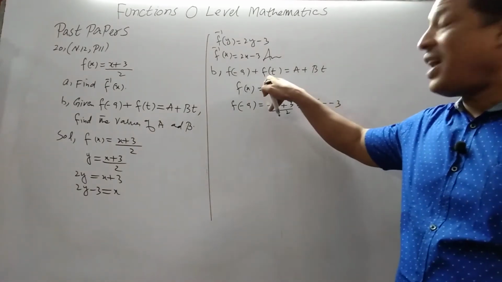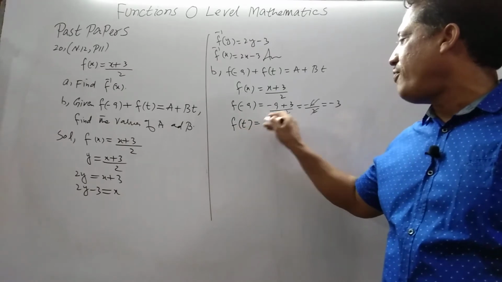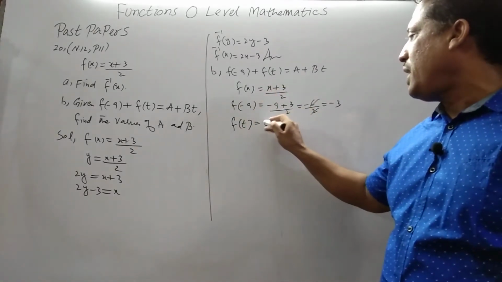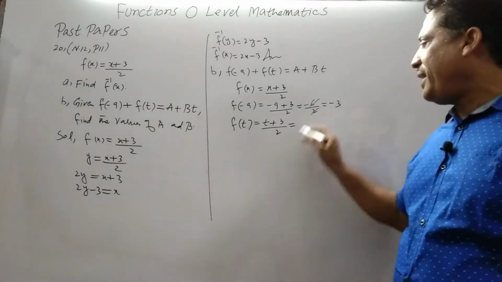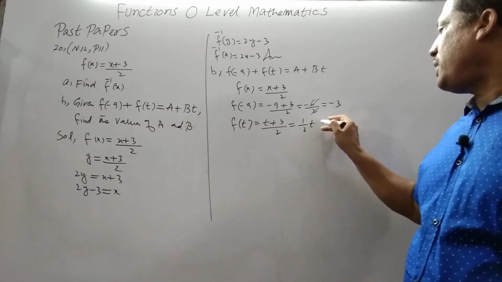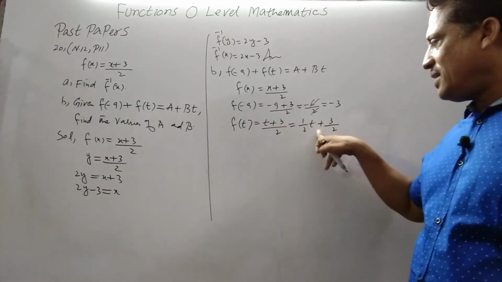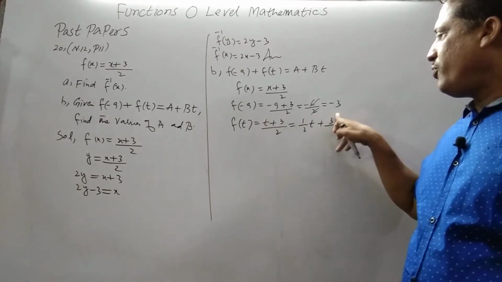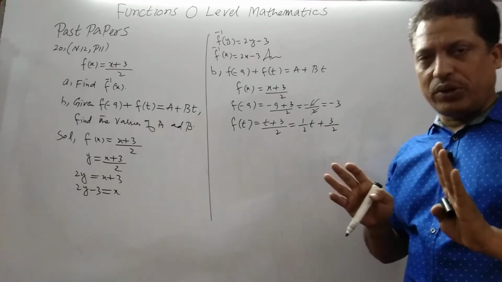Now we have to find f of t. f of t means we have to put t where we see x. So it is (t plus 3) upon 2, or we can write 1 upon 2 t plus 3 upon 2. This and this are 100% the same. t into 1 is t, and 3 upon 2. If you take the LCM of 2, you will get again (t plus 3) upon 2.